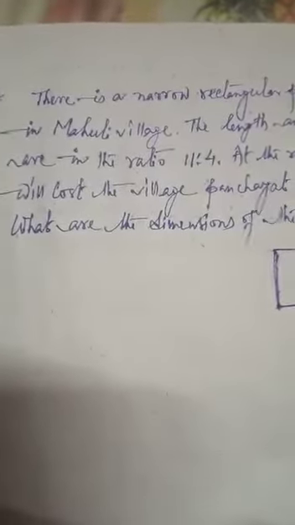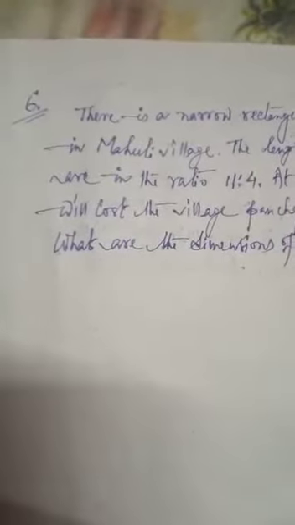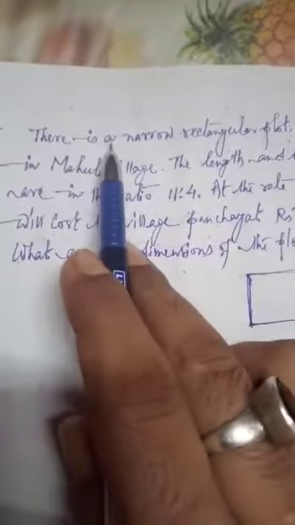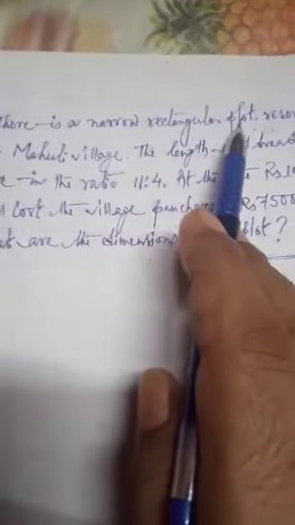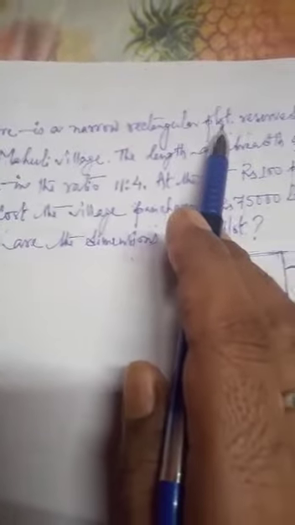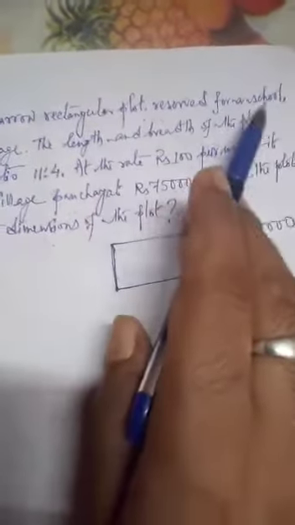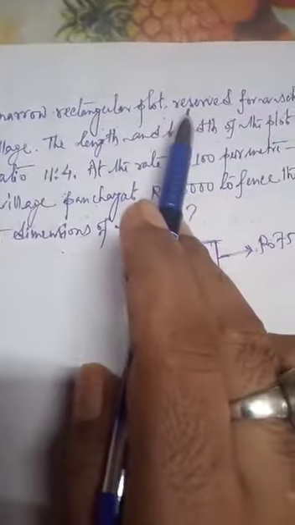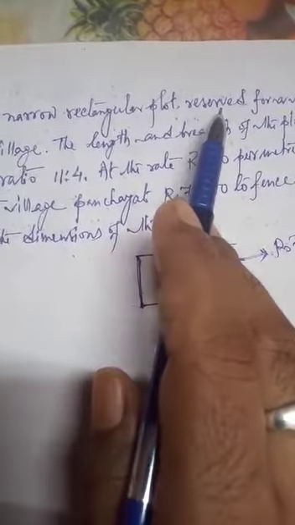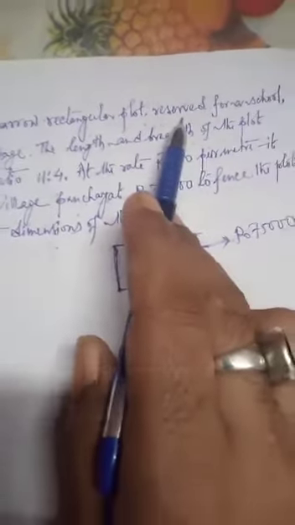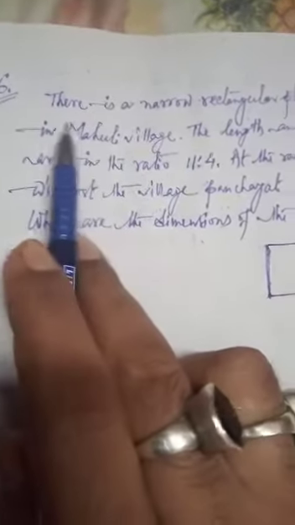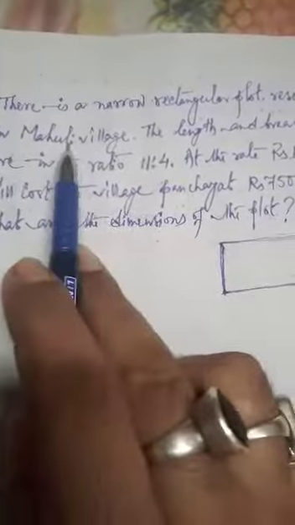Okay, so, students, today we will discuss question number 6. In question number 6, there is a narrow rectangular plot, and the plot is reserved for a school. That means one school has been made over there, in Mahuli village.